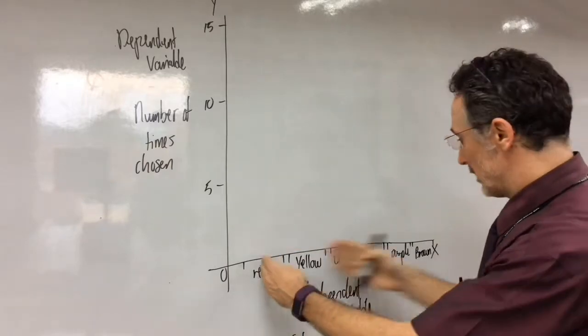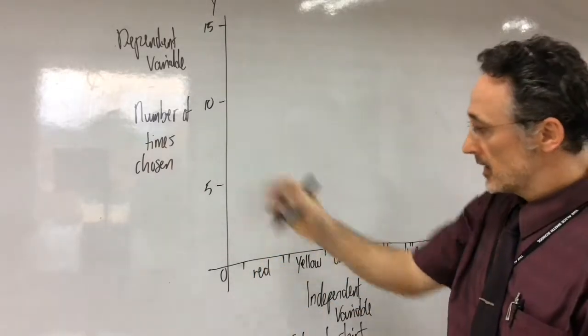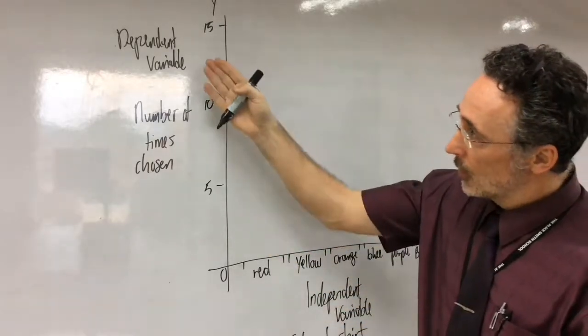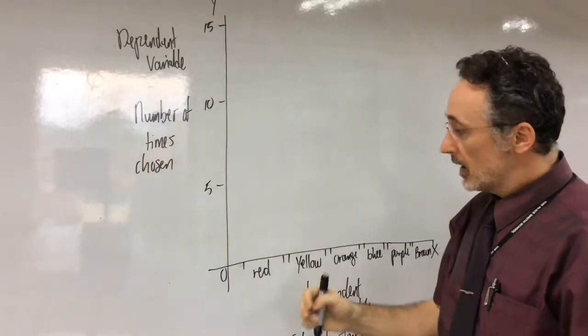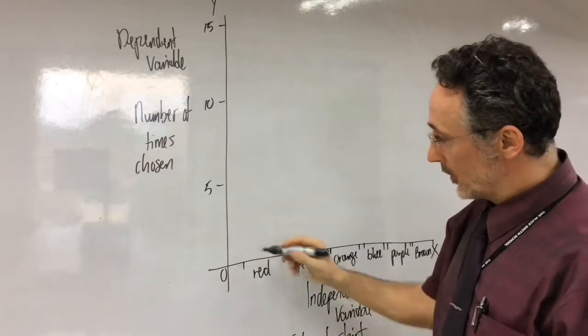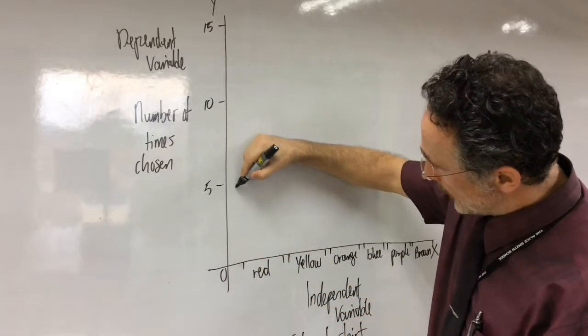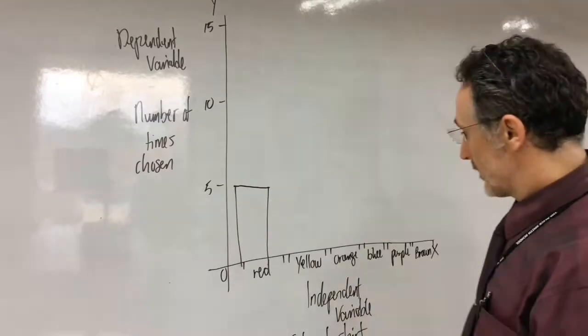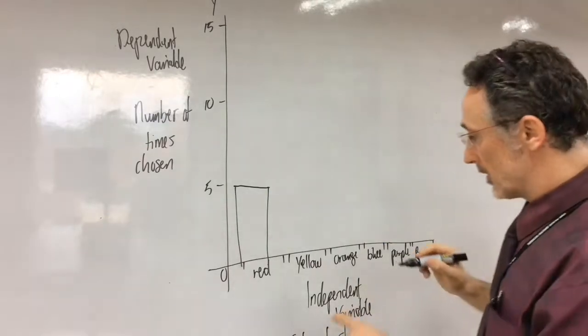So I've got my x-axis, y-axis. The x-axis always has the independent variable. The y-axis always has the dependent variable. And then you carefully plot your numbers. So the red was 5. So I'd use my ruler and draw my bar across there. 5. Draw it down. This is very ugly. I'll do it much better on the graph.